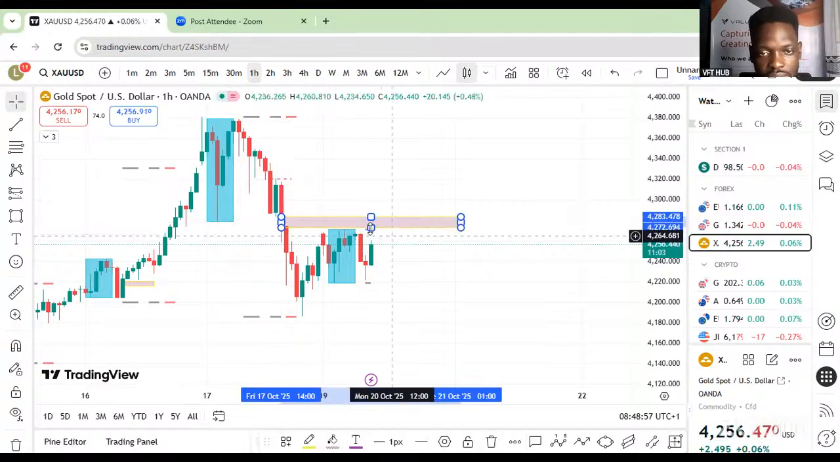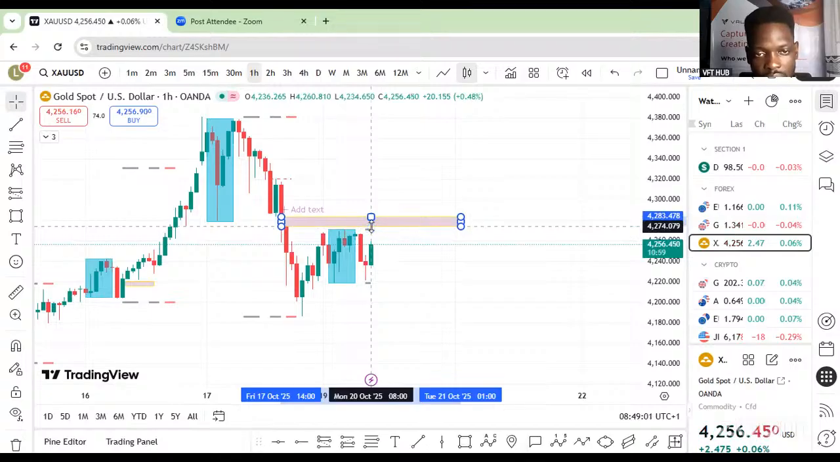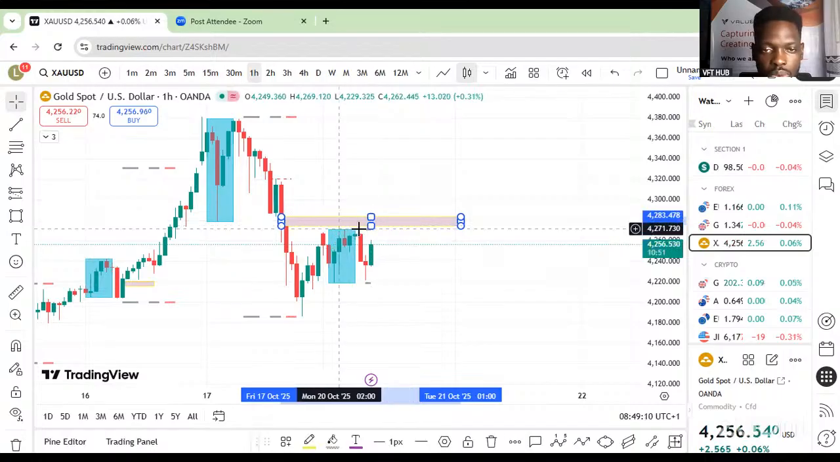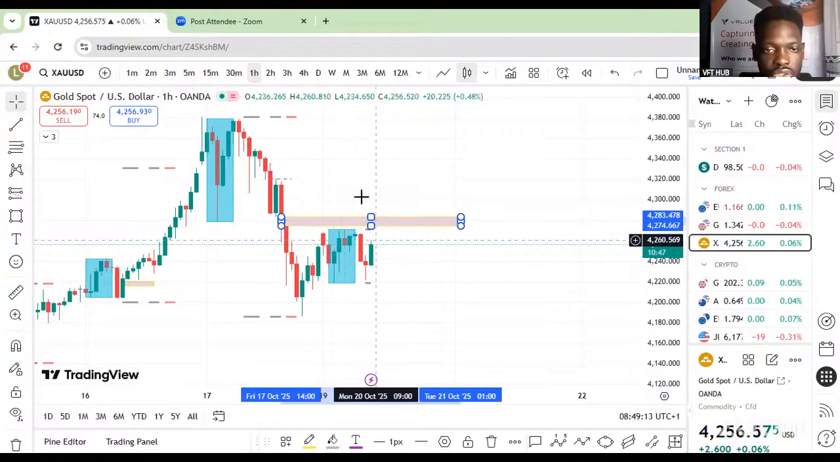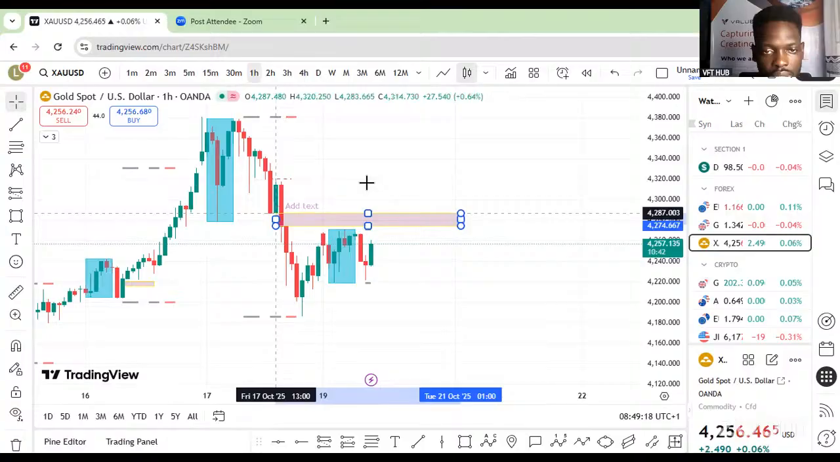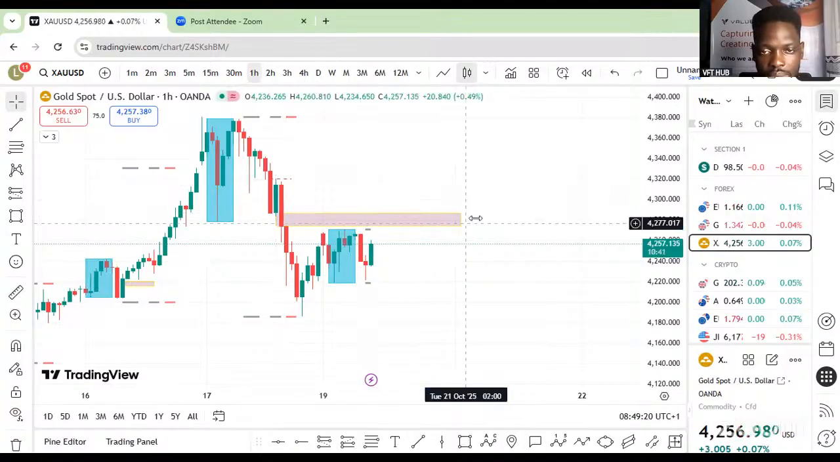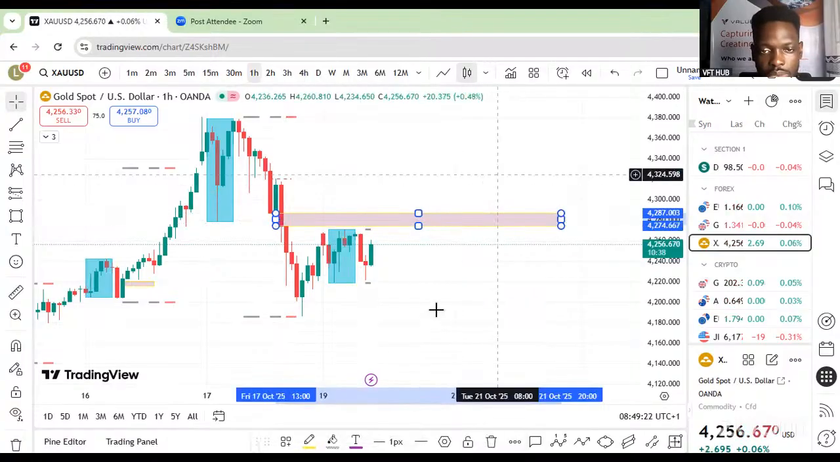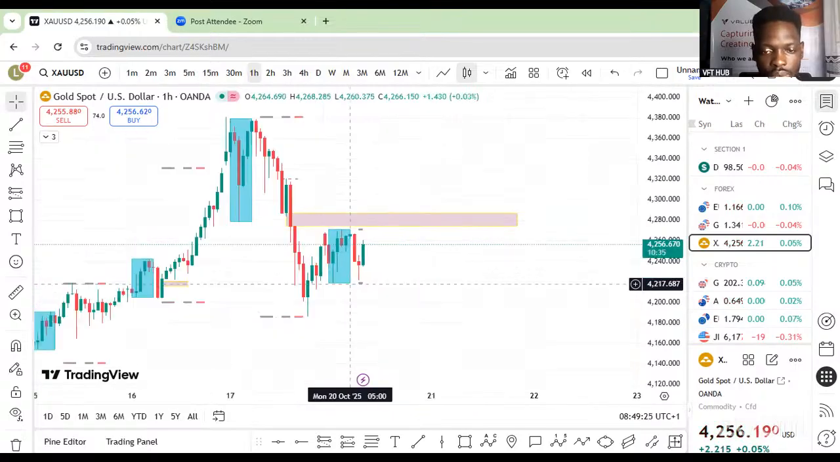When price trades into that level, we should look out for an entry signature for a sell. During the Asian session, it attempts it but does not really trade into it. So I'm expecting a take out of this Asian high, price clearing the Asian high and trading into this fair value gap that we have here on the 1-hour time frame. That is the move we are expecting today for a sell of the precious metal.